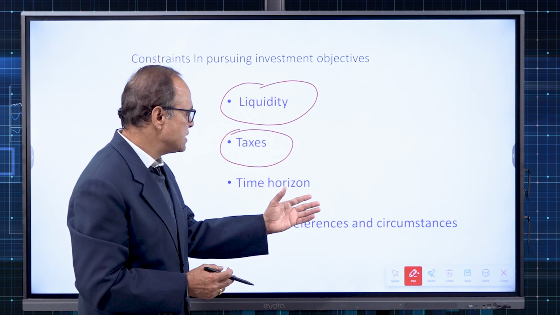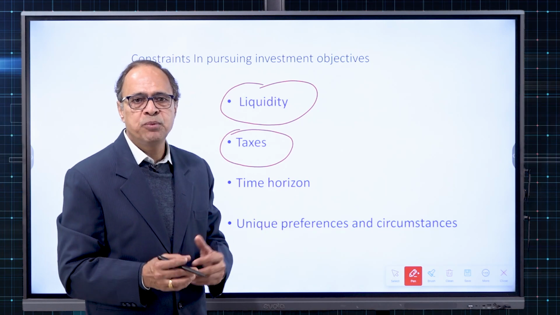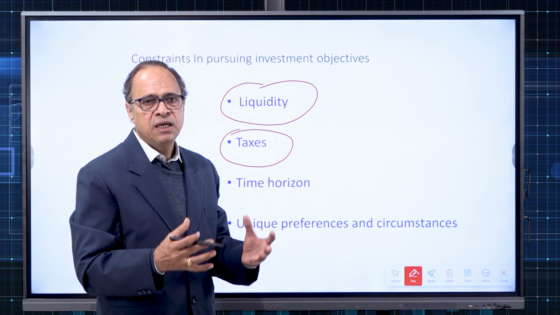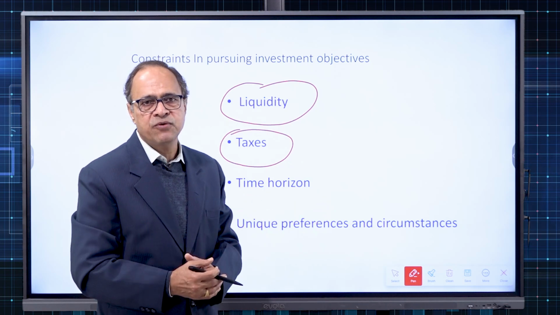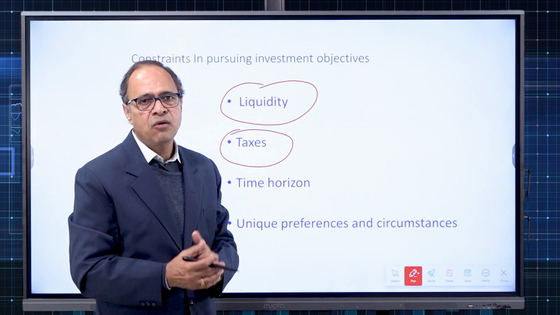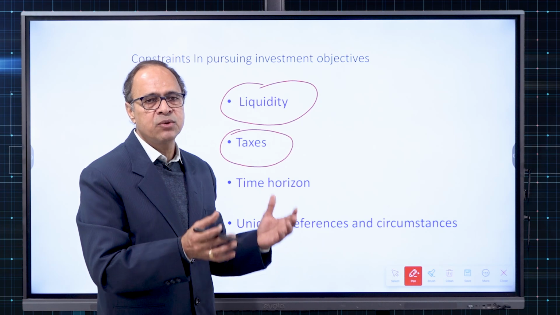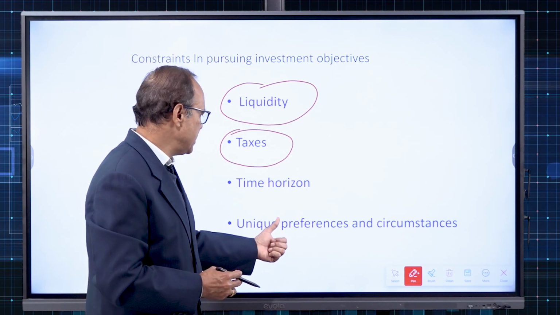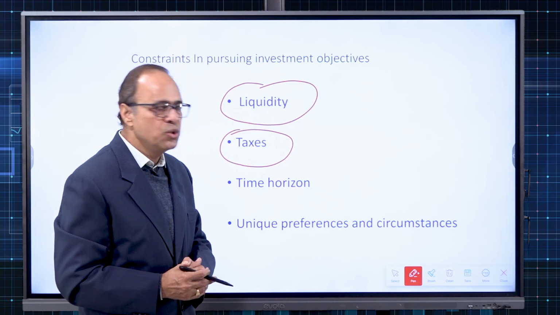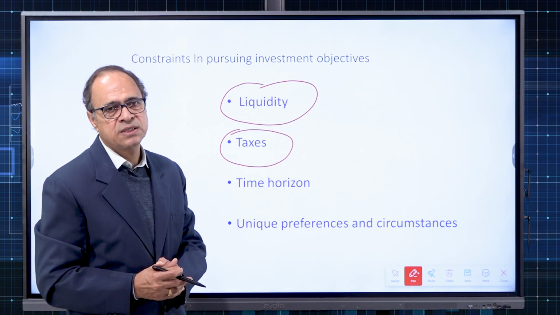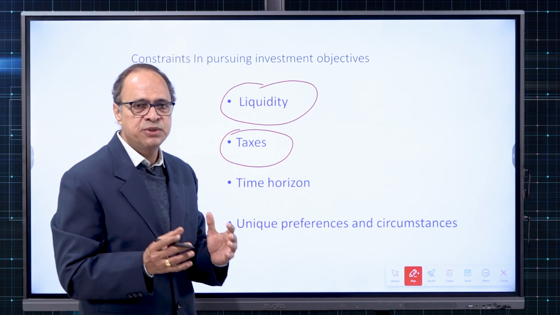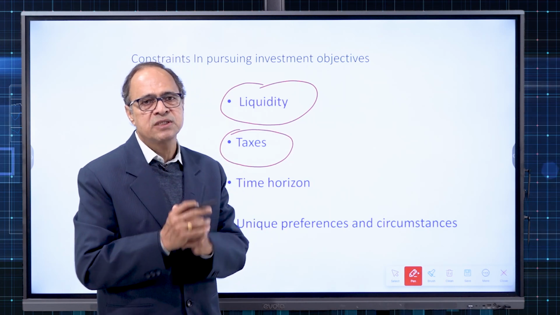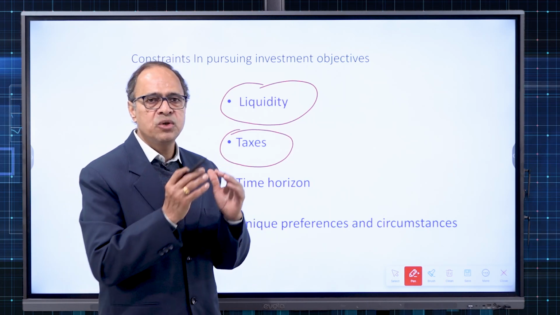Then unique preferences and circumstances. A few people might have health issues or family obligations for which money might be needed at any point of time in an emergency. However, their objective might be capital gain or regular income. So choose the investment objective keeping these unique preferences or circumstances in focus. So a blend of objectives and constraints can guide you in the selection of the investment avenue, where to invest your money.